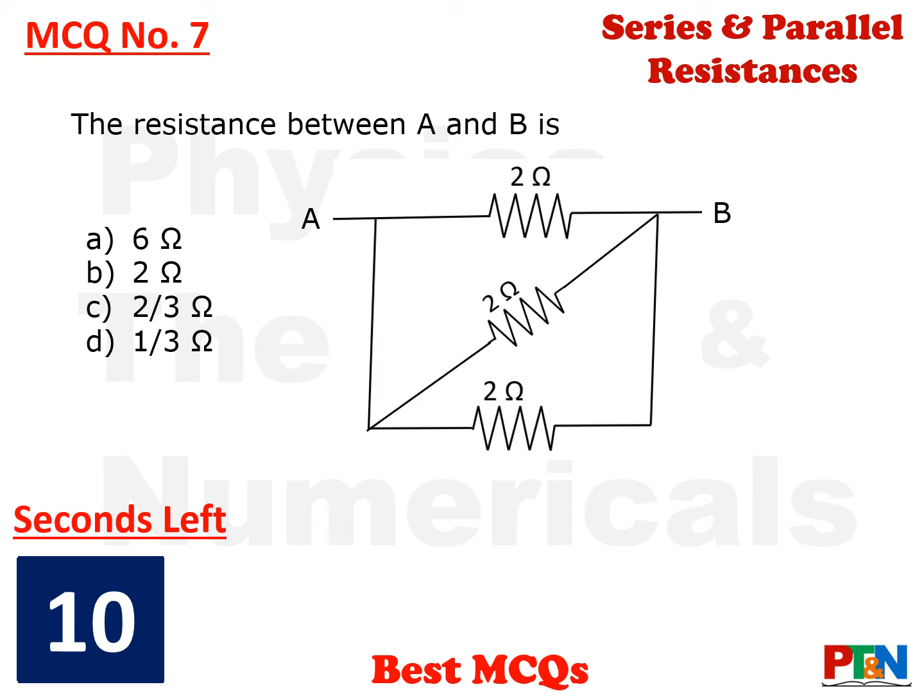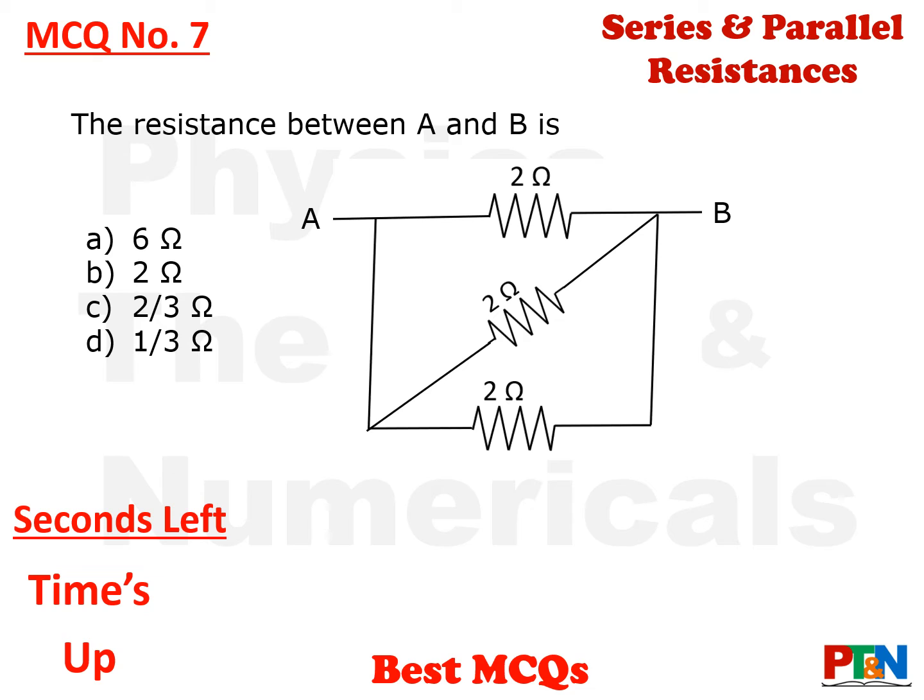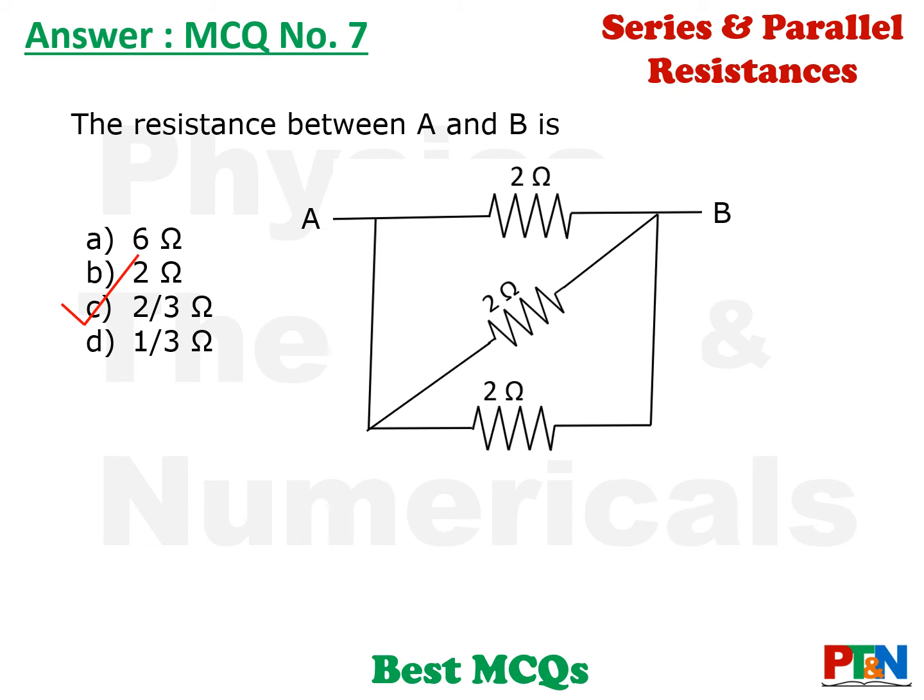Again, find the resistance between point A and B. 4 options, 10 seconds time for you. Your time starts now. Time's up. Let's see the answer. Answer is option C. Let's understand.